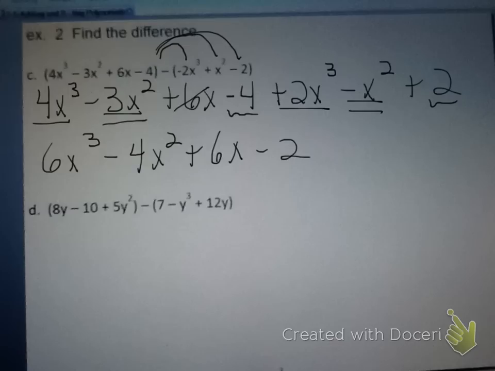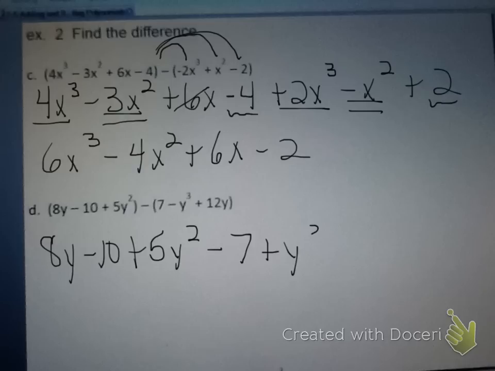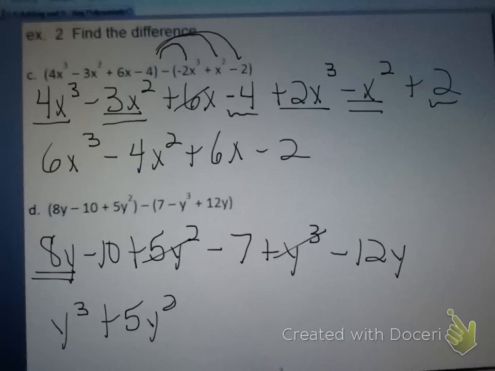Example D, there is nothing in front of that parentheses. Again, it's understood to be a positive 1. The second parentheses, a negative, we distribute the negative, so that's negative 7 plus y to the third minus 12y. Combine like terms. Again, I'm going to put a line through so I know that I've already used them. 8y and a negative 12y is a negative 4y. Negative 10 and a negative 7 is a negative 17.